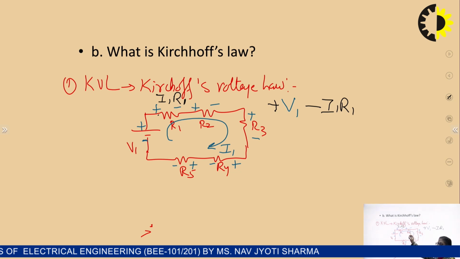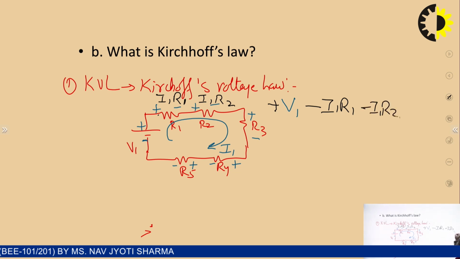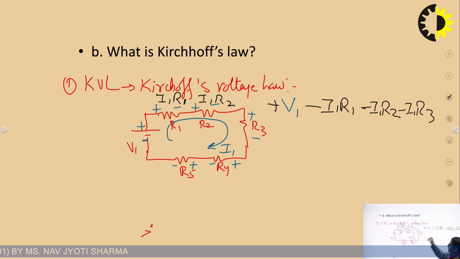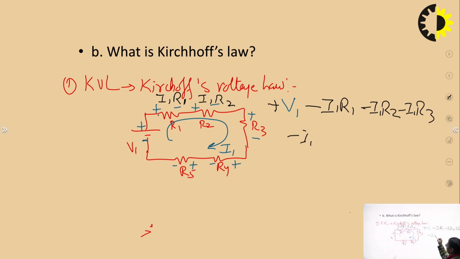Similarly, what is the drop which is occurring across R2? The current which is flowing is I1 and the resistance is R2. But this is once again positive to negative. It is a drop. So I'll be writing it as minus I1 into R2. Similarly, minus I1 into R3. Similarly, minus I1 into R4, minus I1 into R5. Anything remaining? No. That is equal to 0.